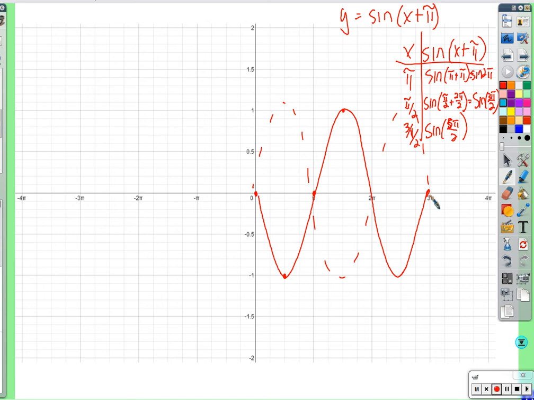Does the period change? No. Still takes 2 pi to go through a full cycle. Full cycle still takes 2 pi. What did it do to the graph? It's because it is a wave. It looks like it flipped it over. What it actually did was move it, like this point got moved over there. So it moved it to the left. Moved it to the left pi.